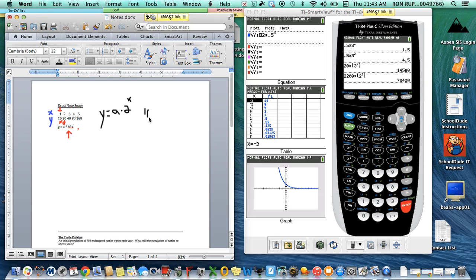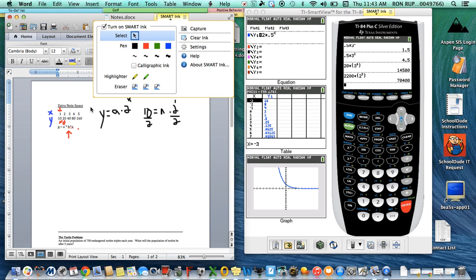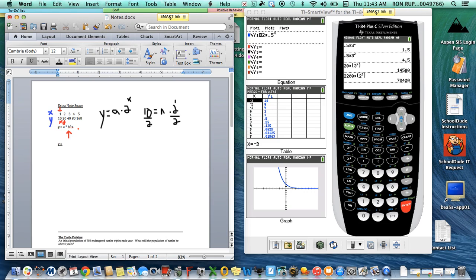So I'm going to set up 10 equals a times 2 to the first power, because when x is 1, y should be 10. And then we're just going to solve. 2 to the first power is 2. If we divide by 2, we see that a has to be 5. So our exponential equation is going to be y equals 5 times 2 to the x.